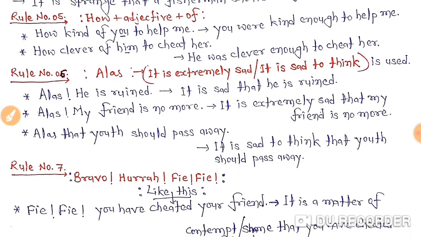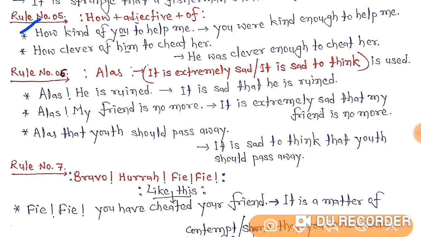Now let's consider rule number 5. How plus adjective plus of, right? How kind of you to help me, you, right? You were kind enough to help me, correct? How clever of him, him will change into he, right? So he was clever enough to cheat her.